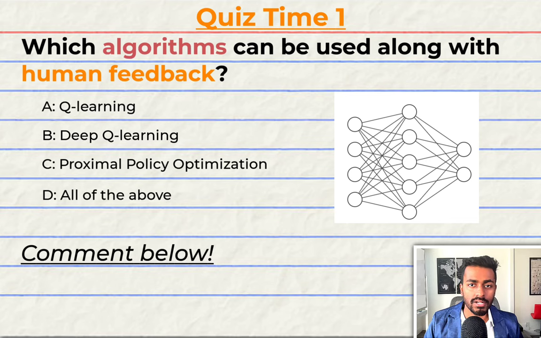Quiz time! Have you been paying attention? Let's quiz you to find out. Which algorithms can be used along with human feedback? A. Q-learning, B. DQ-learning, C. Proximal policy optimization, or D. All the above. Comment your answer down below and let's have a discussion.